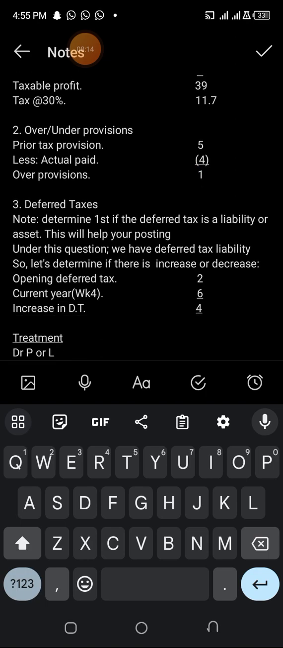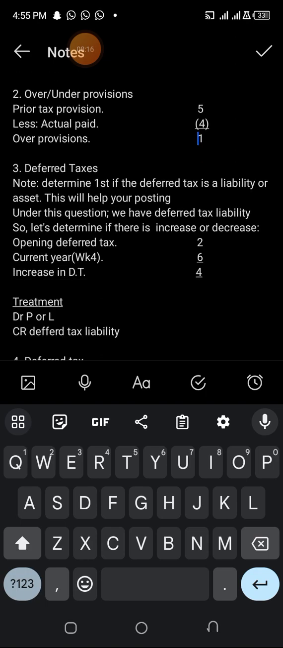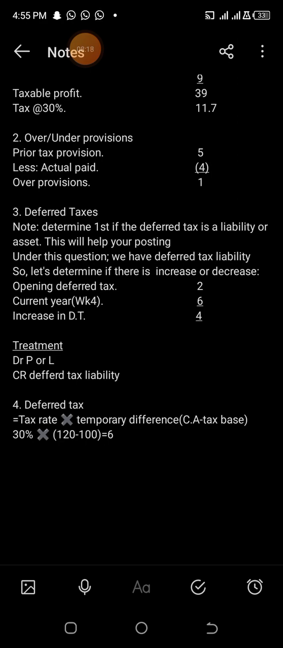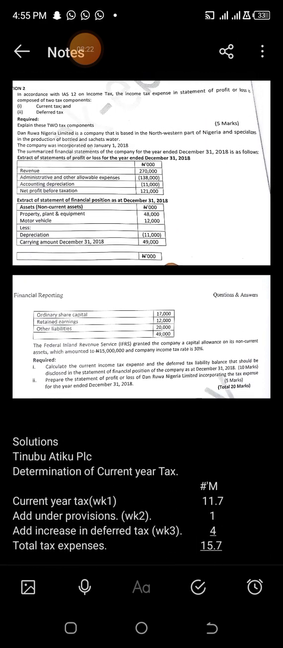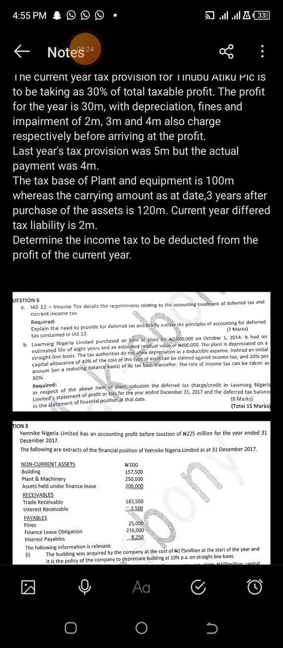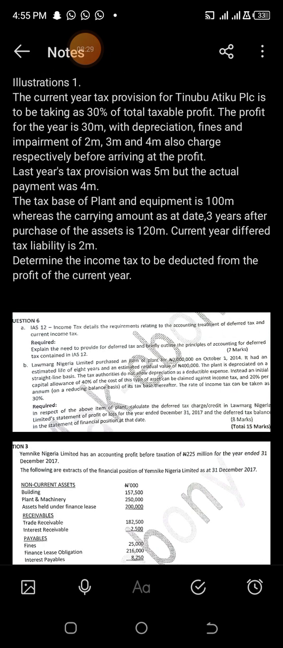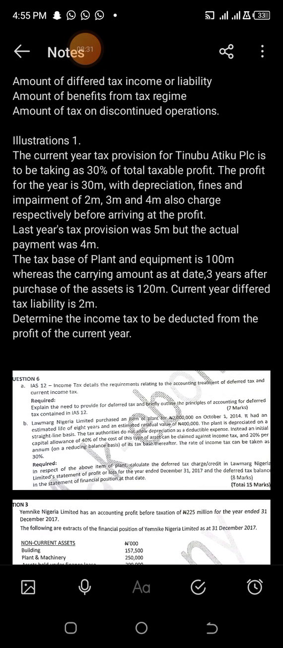And then let's look at our deferred taxes. The deferred tax for the year. Let's go back to the question. I want us to look at it together. See it here. They said the tax base of plant and equipment is 100 million, whereas the carrying amount, 3 years after the purchase of the asset, is 120 million.